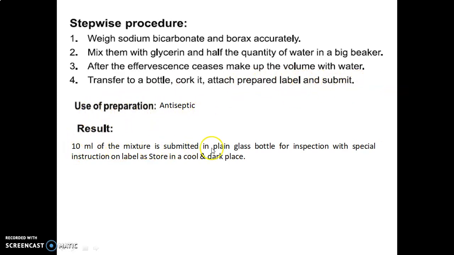Result: 10 ml of the mixture is submitted in a plain glass bottle for inspection, with special instruction on the label to store in a cool and dark place. In this particular type of mixture, chemical incompatibility is seen, and to overcome this, method A is used, by dividing the solvent into 2 parts and dissolving the respective solutes in them, and then we will achieve the formation of a proper mixture.